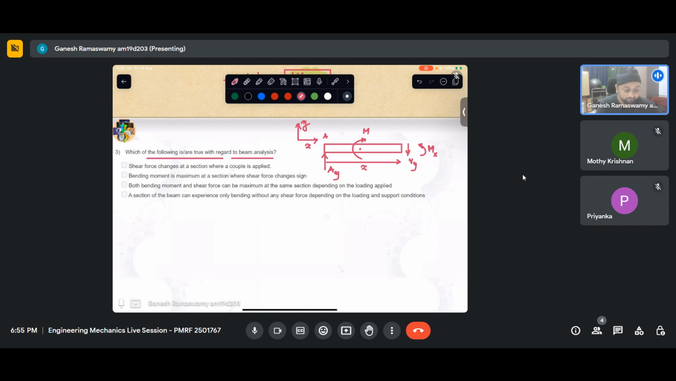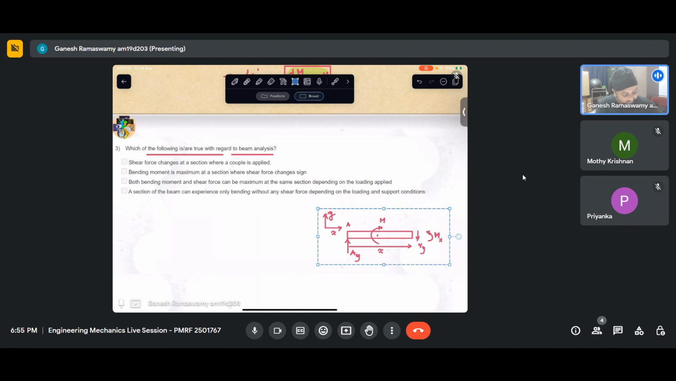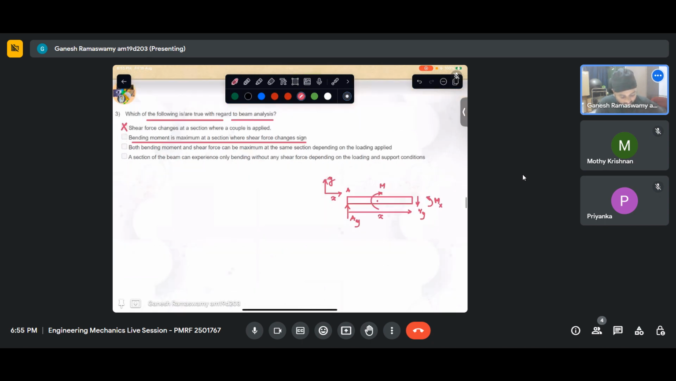Now in order to solve for Vy, essentially I have to do only force balance. In force balance, M will never appear. It will only appear in moment balance. What this tells us is that the shear force diagram is independent of any couples that are applied. So this is not true. Next statement says bending moment is maximum at a section where shear force changes sign. So let us say I have a function.